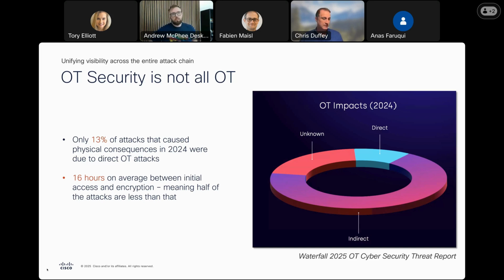So just because an attack happens on the IT side, or outside of what you would call your traditional OT perimeter, doesn't mean it doesn't cause physical consequences to the OT. And it's still something we have to look at. It took about 16 hours on average between the initial access and the encryption of data, meaning half of the attacks that were successful last year took less than 16 hours. So it's really important that we know as quickly as possible that something is happening. And if we wait for the OT to be impacted, it's probably too late. There were probably lots of indicators beforehand that, if we had been alerted to them quicker, we would have been able to stop and prevent it.